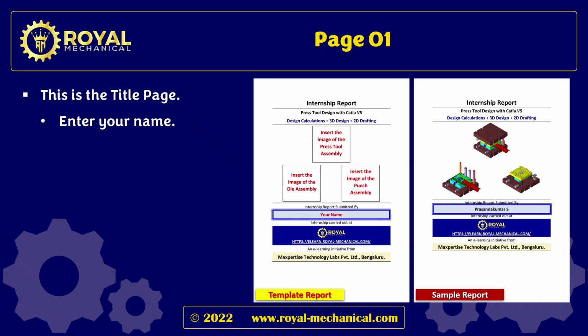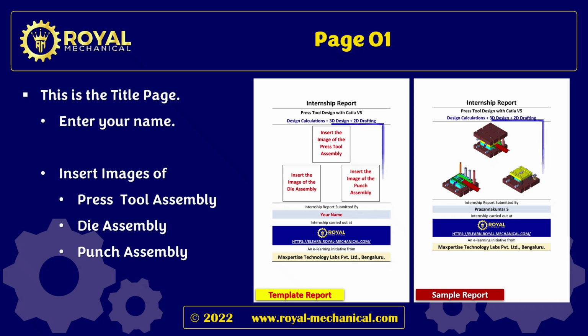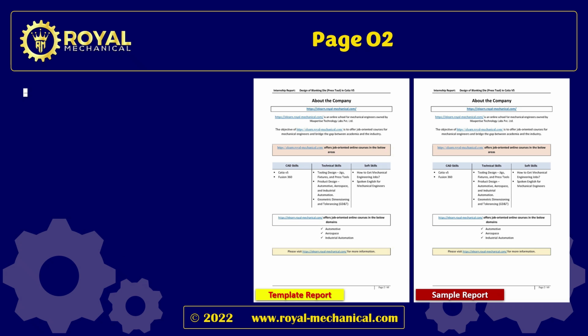The first page is the title page. First, enter your name. Then insert images of the press tool assembly, die assembly, and punch assembly in their respective places. The second page is about the company. You don't have to change anything on this page.